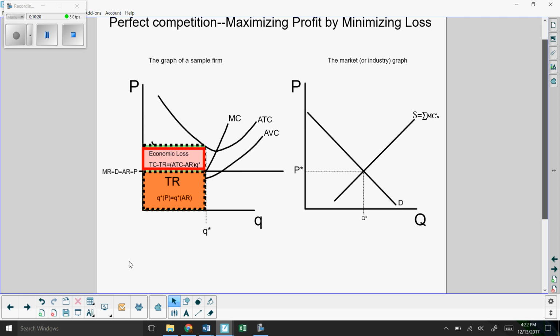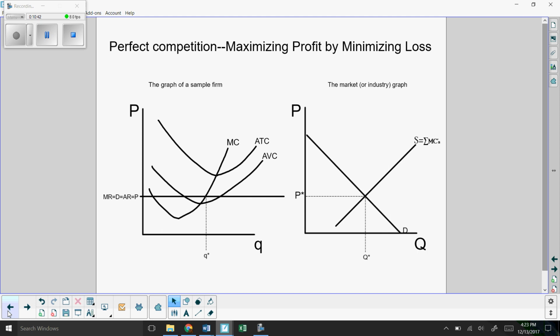One thing that I'd like to make sure you draw attention to as I flip back through these pictures is to remember that when we have our economic loss box, Mr. DARP is the bottom of it, and ATC of Q star is the upper right corner. Notice that minimum ATC, or ATC crossing marginal cost, that point is not part of that box. It's none of the corners.